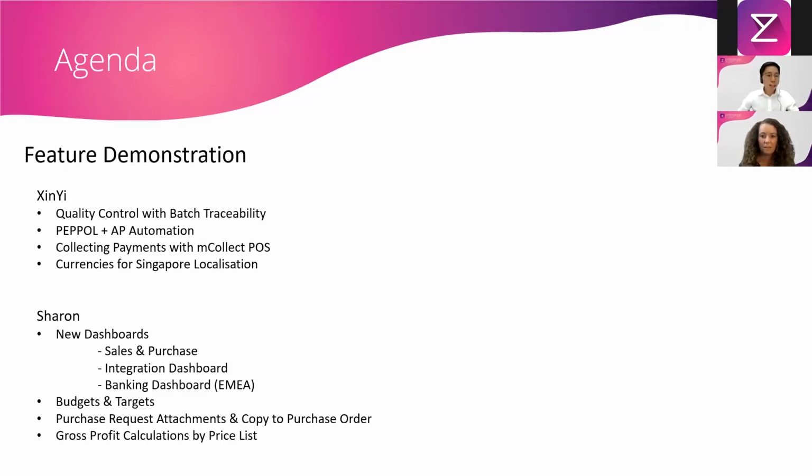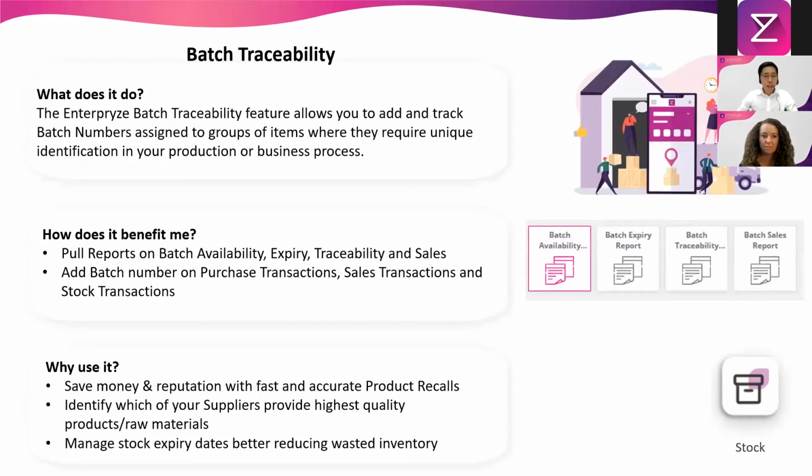My colleague Sharon will then cover the new features, the new dashboards, sales, purchase, banking dashboard with email, and the budgets, targets, and how you can actually copy from purchase request to purchase order with a click of a button right now. And our final new feature will be the gross profit calculation by price list. So let me get started.